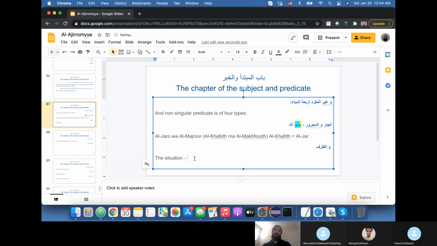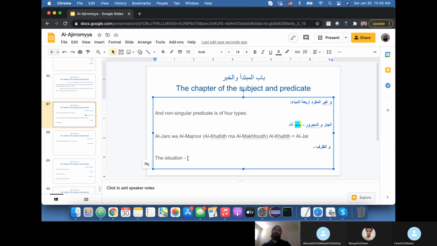An example I gave was like in the house, for example. Or a better example, so it doesn't overlap the previous type, which is al-jar al-majroor. For example, when I say someone is with Peter, I am describing their situation. Where are they situated? Where is their location? They are with Peter, right? So that's what we mean by al-dharf.